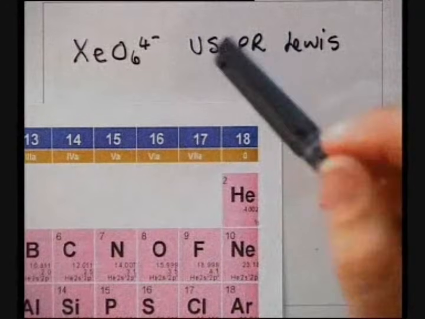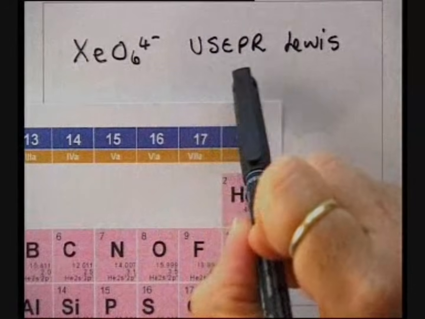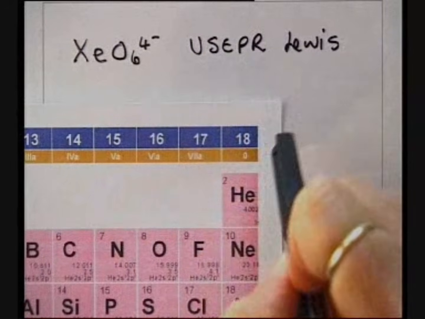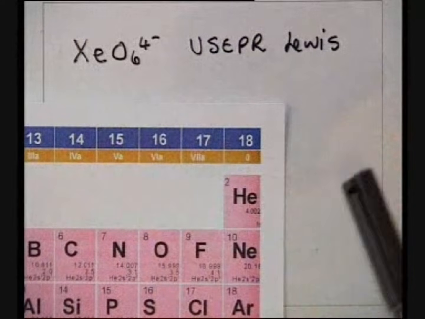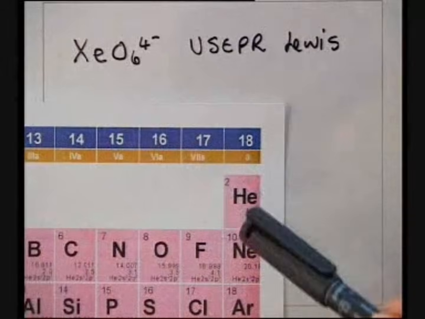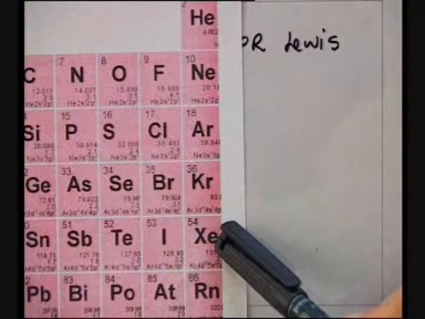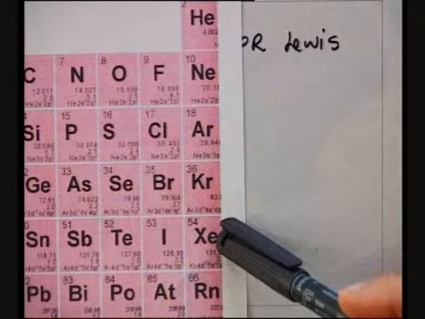The prediction of the molecular geometry of the xenon hexoxide ion using the VSEPR theory, valence shell electron pair repulsion theory. We draw the Lewis structure first. Xenon, the central atom, is found in the 8th group and 5th period of the periodic table. It is a noble gas and has already got 8 valence electrons around the nucleus.